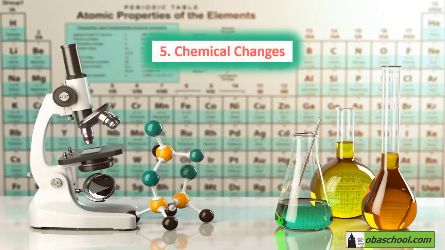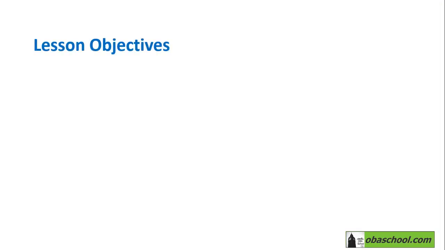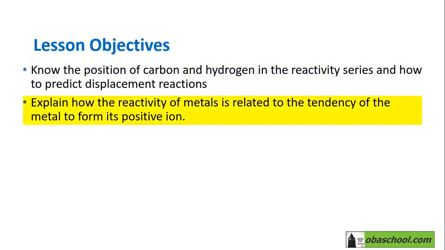Welcome back to Chapter 5, Chemical Changes, Section 5.2, Displacement Reactions. By the end of this tutorial, you will be able to know the position of carbon and hydrogen in the reactivity series and how to predict displacement reactions, and explain how the reactivity of metals is related to the tendency of the metal to form its positive ions.